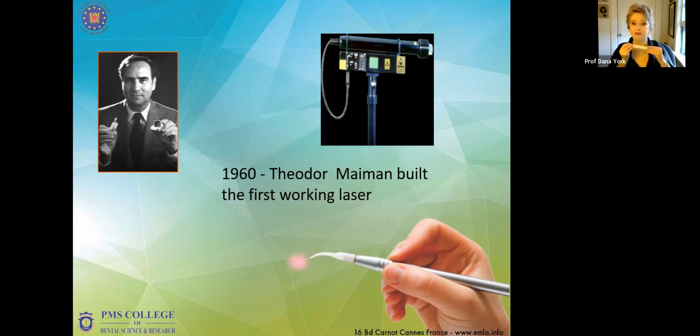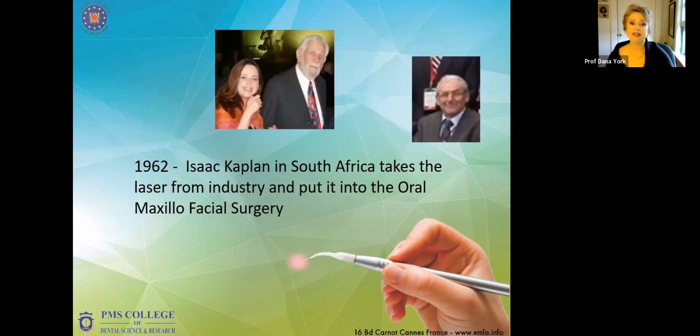Who invented the laser? This was only 40 years after Einstein's theory. Theodor Neumann, another nice Jewish boy, made the first working laser. Then 2 years after him, Professor Isaac Kaplan from South Africa took the laser from a factory and put it into oral maxillofacial surgery. First, he did some tests on a few dogs, and then he used it in oral maxillofacial surgery.